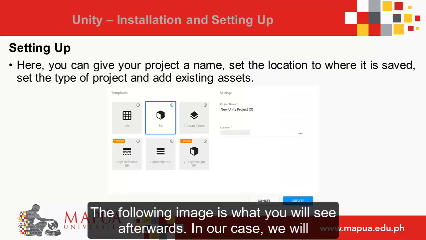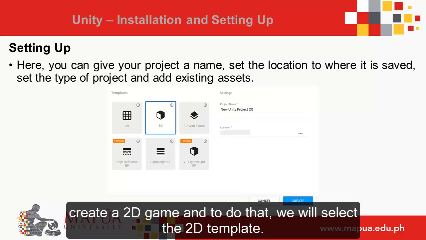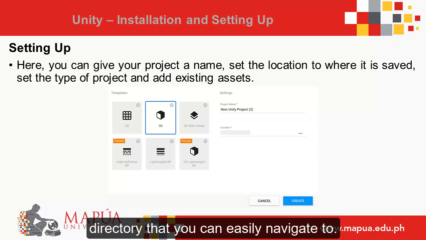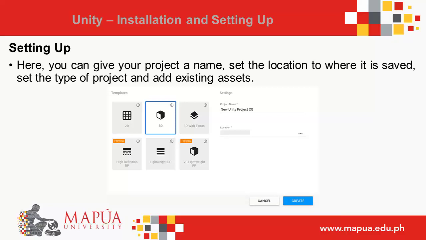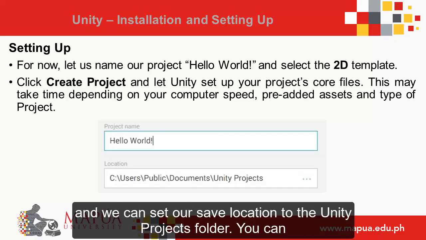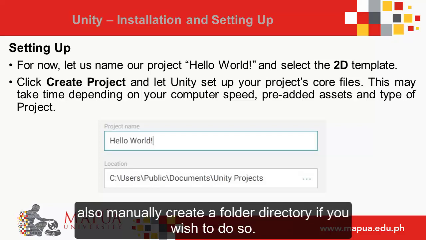The following image is what you will see afterwards. In our case, we will create a 2D game, and to do that, we will select the 2D template. Then, give your project a unique name, and make sure to save it in a directory that you can easily navigate to. Now for this example, we will temporarily name our project Hello World, and we can set our save location to the Unity Projects folder. You can also manually create a folder directory if you wish to do so.